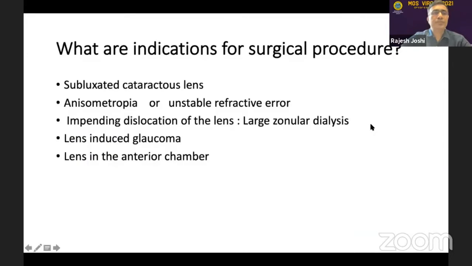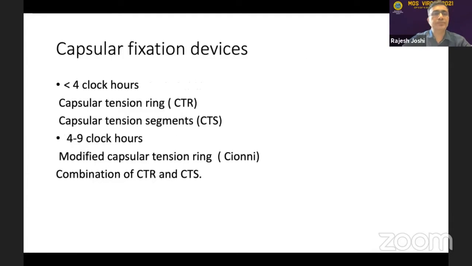Nothing to disclose. Before we go on to see the surgical pearls, let us see what the indications for the surgical procedure are. If the cataractous lens is subluxated, obviously it has to be removed. Anisometropia or unstable refractive error due to changing refraction. Impending dislocation of the lens, where a large zonular dialysis is there and it is going to dislocate either into the vitreous cavity or into the anterior chamber. If the subluxated lens is causing glaucoma, or the lens is in the anterior chamber.